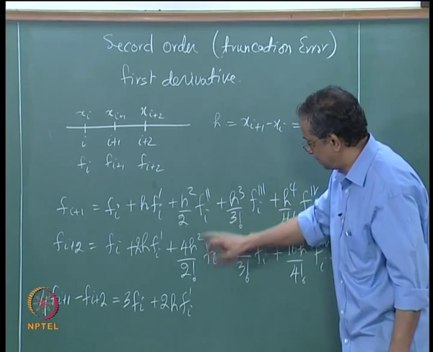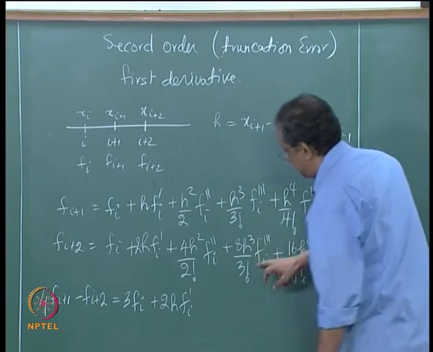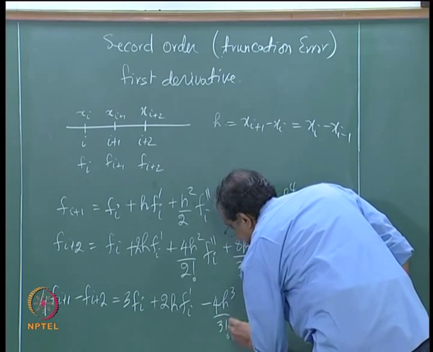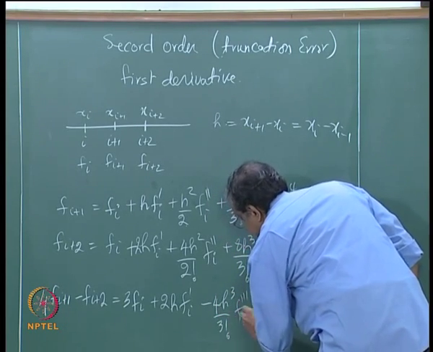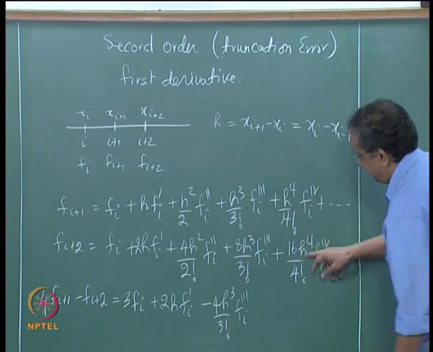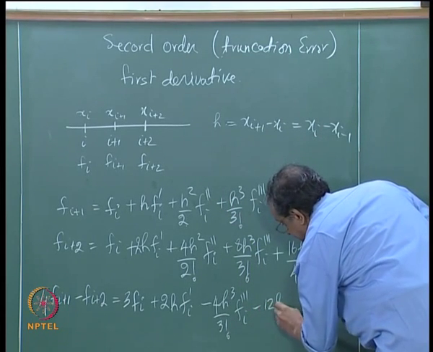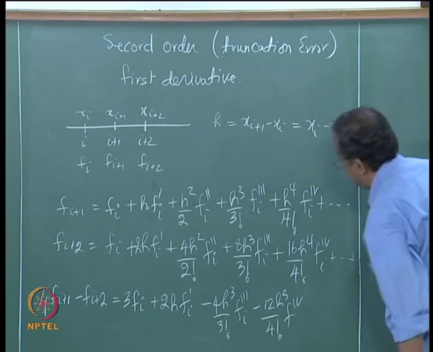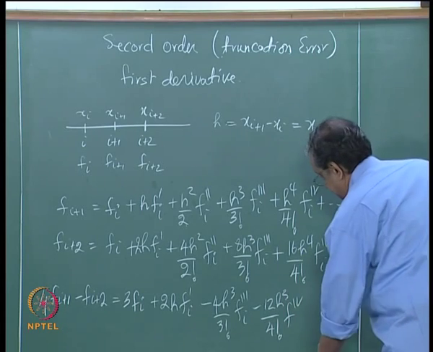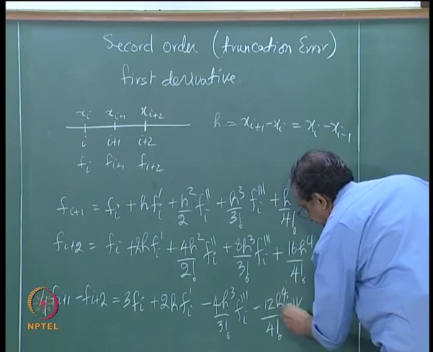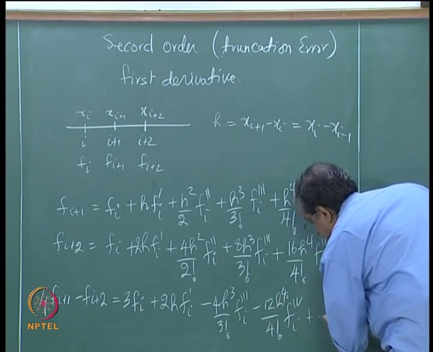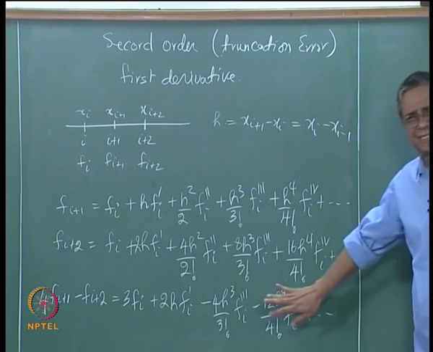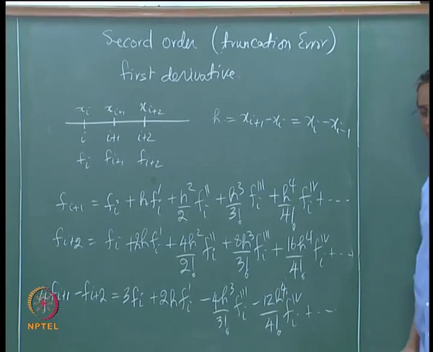This will cancel, that is the whole point of multiplying by 4, and this gives me minus 4h cubed by 3 factorial, the third derivative, minus 12h cubed by 4 factorial, fourth derivative. Did I make a mistake? h to the power 4 by, and so on. Okay. So it is very easy to make mistakes. You have to be really careful when you are doing this.